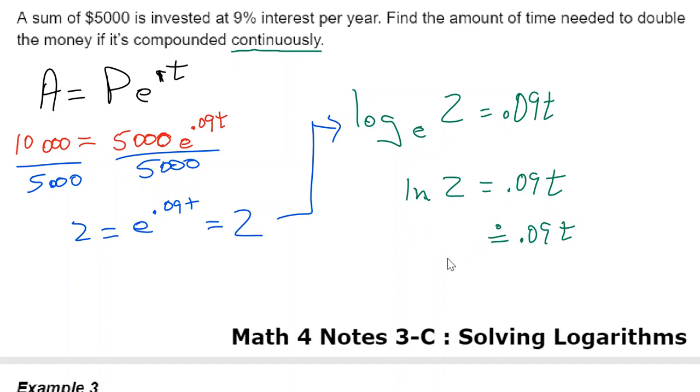So the natural log of 2 is about 0.7. And then when I divide that by 0.09, I wind up with about 7.7 years. It's like 7.7016, so you're okay to round it there. And because the curve is continuous, I don't have to worry about quarters or months or days or anything like that. It's just one smooth upward curve.